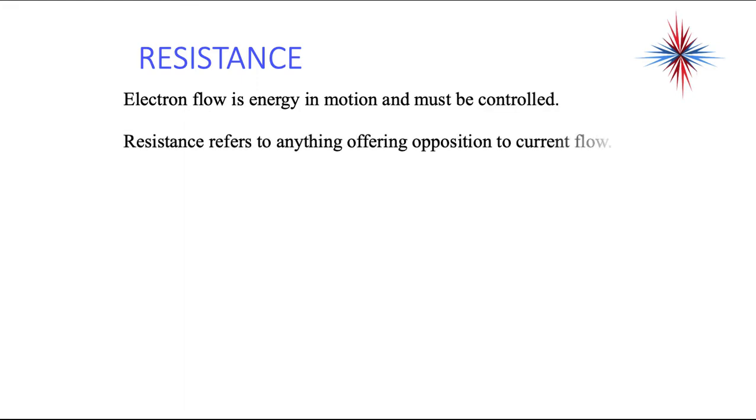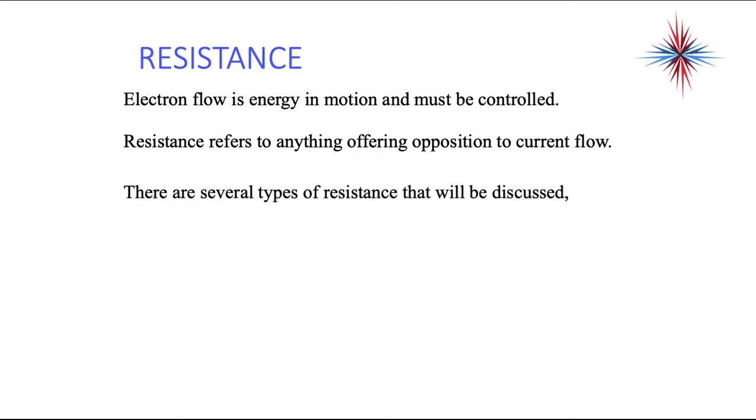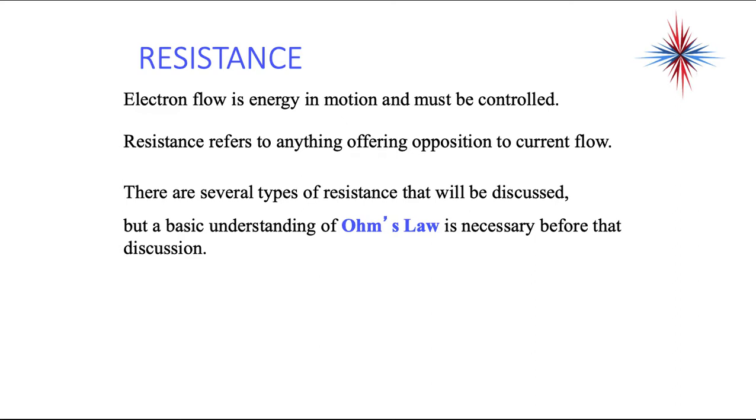Resistance is the opposition to current flow. Electron flow is energy in motion and has to be controlled. Resistance refers to anything offering opposition to current flow. There are several types of resistance that will be discussed, but a basic understanding of Ohm's law is necessary before that discussion.